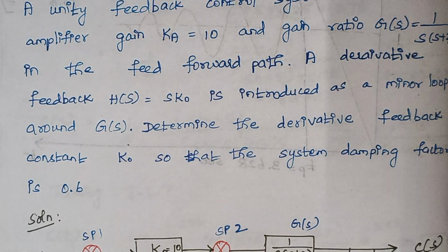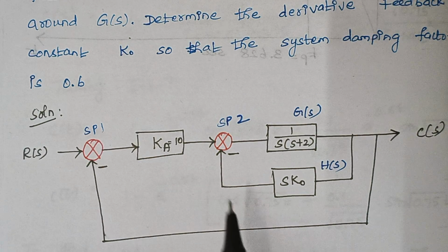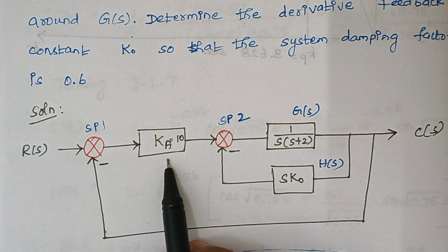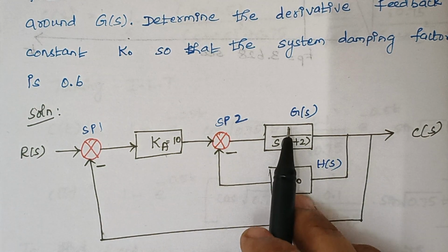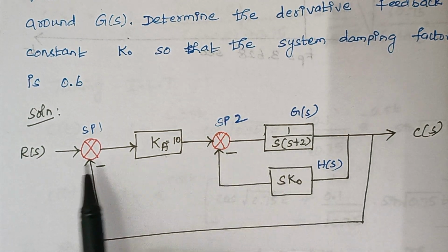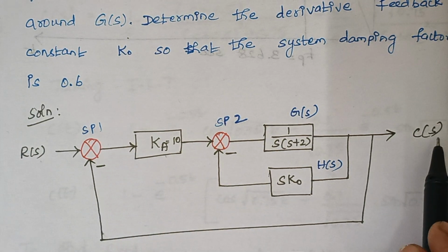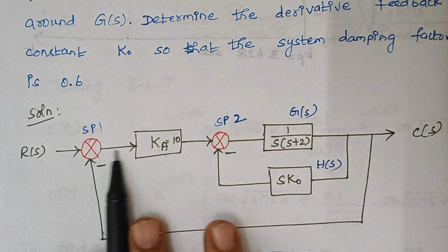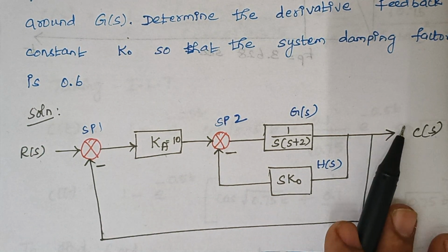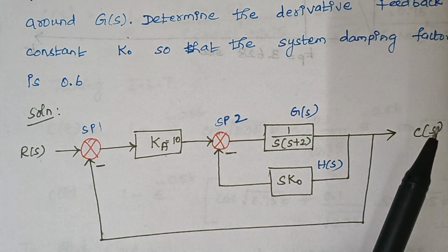Here you see, when you look at the diagram, as I already explained, we are having a gain Ka and gain ratio G of S in the feed forward path. This is your input and this is your output. The elements which are in between your input and output in a straight line are known as the forward path. So these two elements are in the feed forward path.